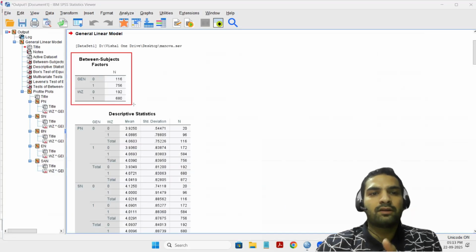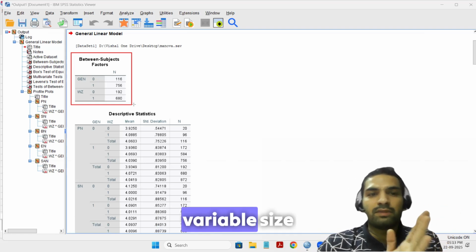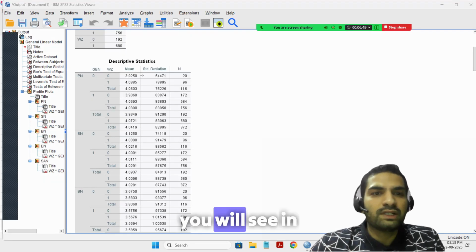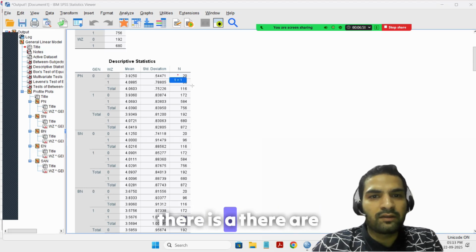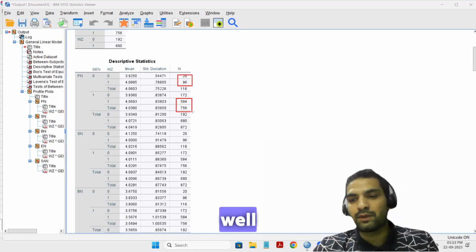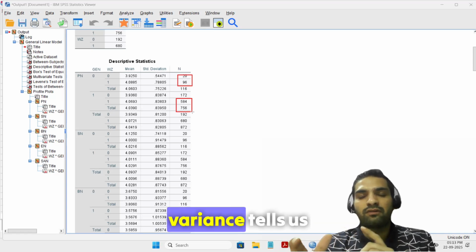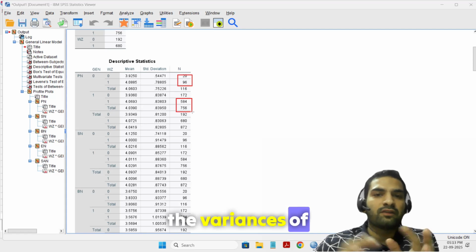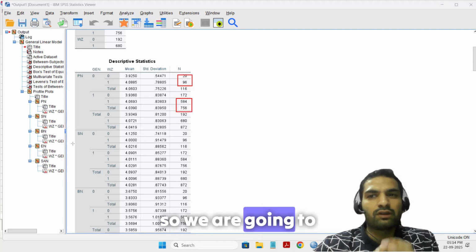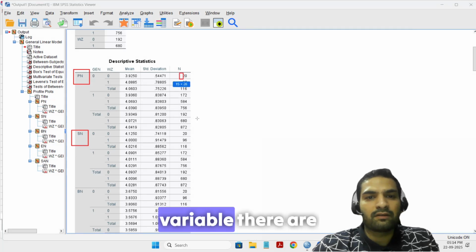Okay, now this is our overall scenario. We have different sample sizes for each combination of independent variable levels, and that can impact our results. You will see in descriptive statistics also that there are different n, and that can impact our overall results as well. Now, if the groups are different, we cannot compare them, but homogeneity of variance tells us that if the variances of different groups are the same, then we can compare their means and find the mean difference. So we're going to also check the homogeneity assumption. But as you can see, for every dependent variable, there are different n.